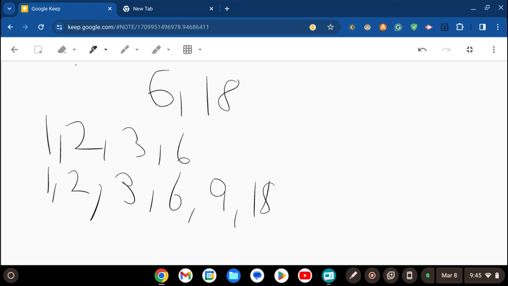Now we compare the factors which they have in common, which are 1, 2, 3, and 6. Between these, which one would be highest? Because the highest common factor is what we're looking for, that's 6. Hence, 6 is the HCF between itself and 18.